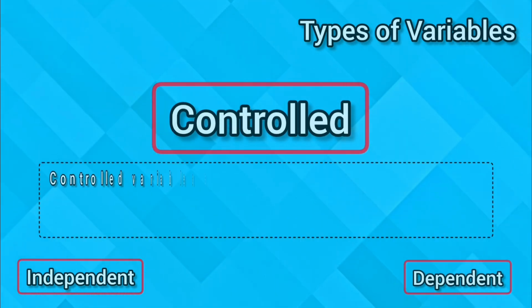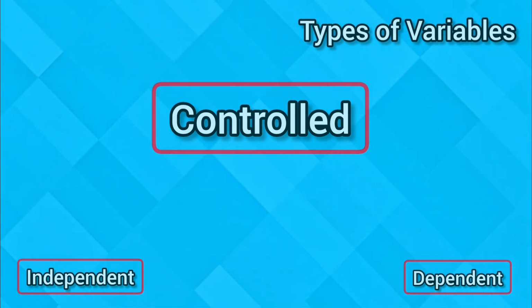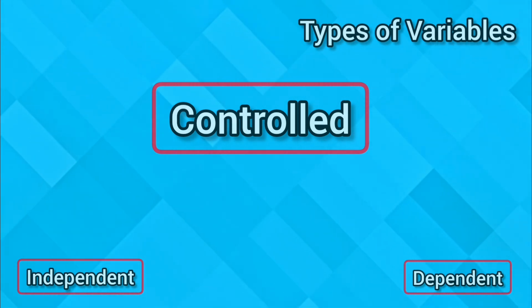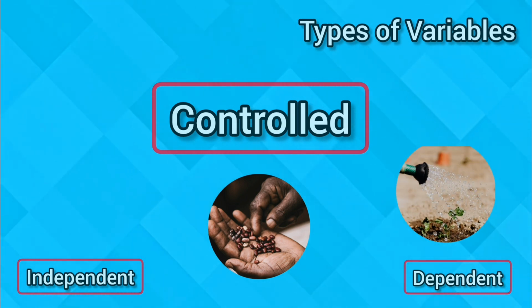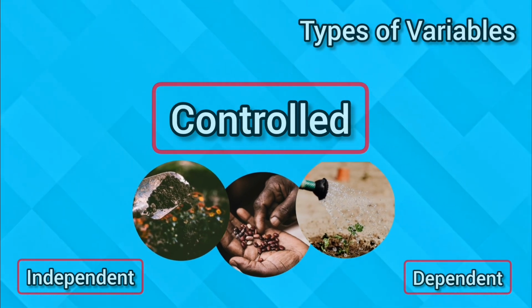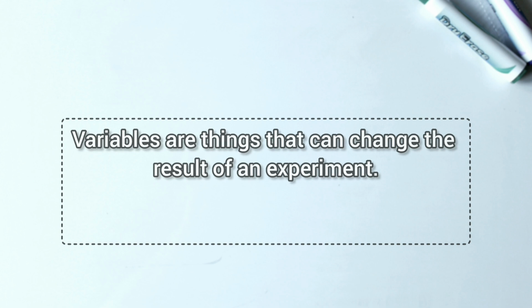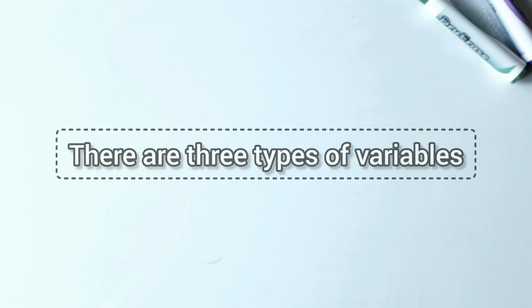Lastly, controlled variables are the variables that are kept constant throughout the experiment. In our experiment, the quality of seed, amount of water, and quality of soil would be controlled variables, since they will remain the same throughout the experiment. Let's take a quick revision of what we have learned today. Variables are things that can change the result of an experiment. There are three types of variables: independent, dependent, and controlled.